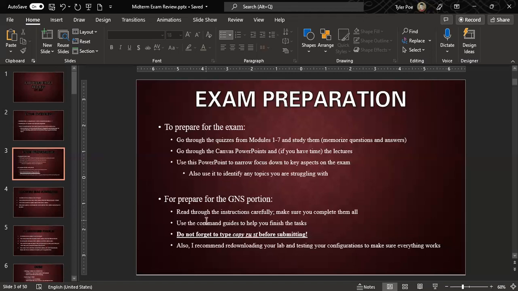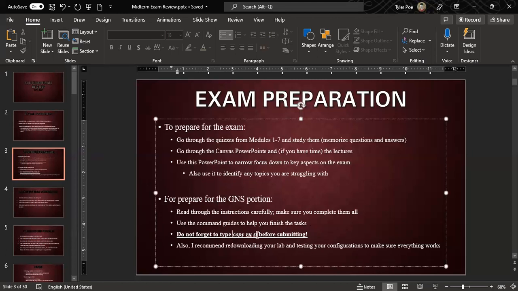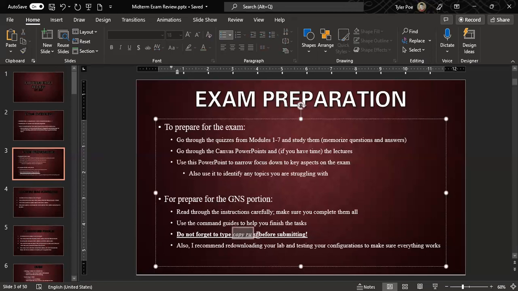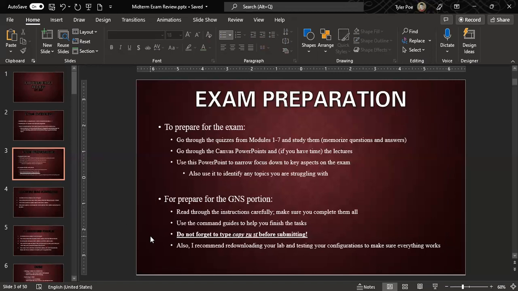Speaking of that, for the GNS portion, I would say again, read the instructions carefully and make sure you complete them all. The GNS portion is open book, so feel free to use my command guides. Also, I have to stress this very heavily: please make sure you save your configurations. The copy run start command is very important, and also the save command on the PCs. One recommendation I have is to re-download your lab after you submit it, and then test it. Run it in your VM and make sure it works. If it doesn't, you can upload as many times as you want. I don't penalize for re-uploads on the exam.